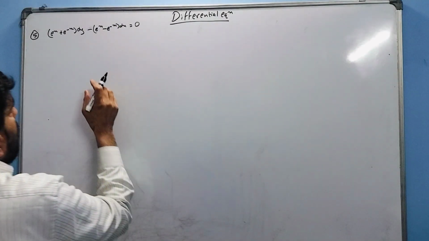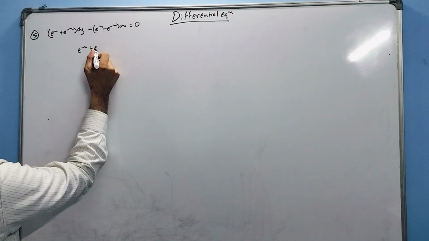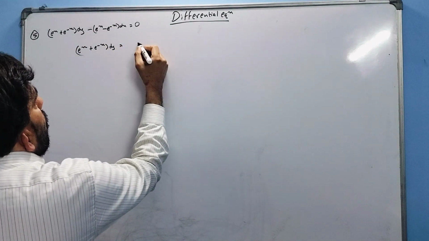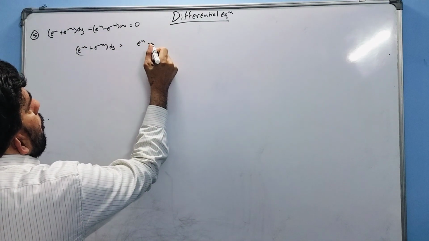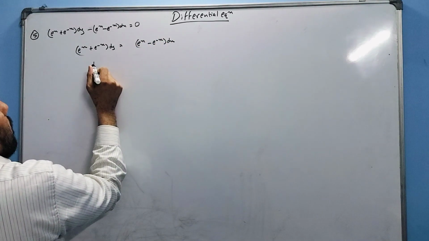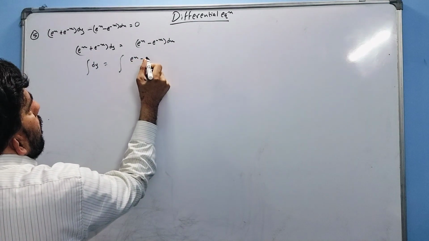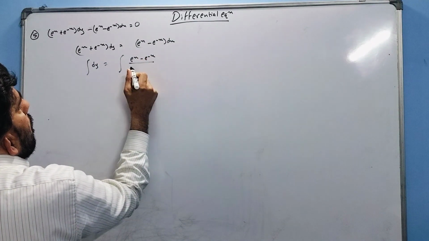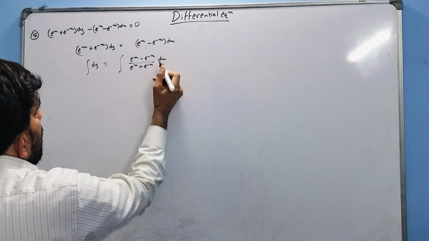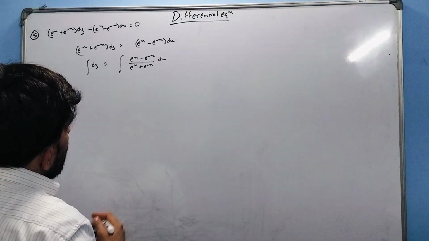Here what we can do, take this on the RHS. So e raised power x plus e raised power minus x dy is equal to e raised power x minus e raised power minus x dx. So now what I can write, dy is equal to e raised power x minus e raised power minus x upon e raised power x plus e raised power minus x dx. So now we need to integrate this.